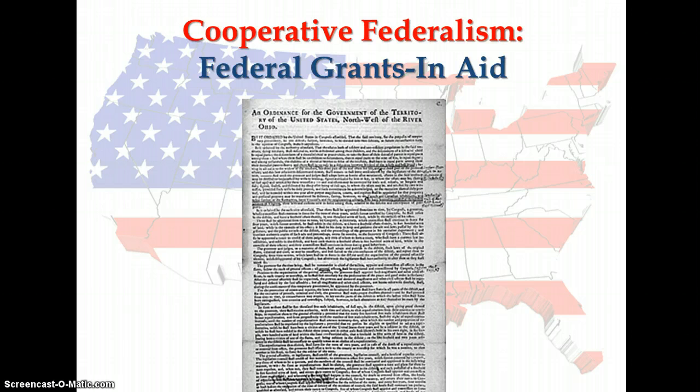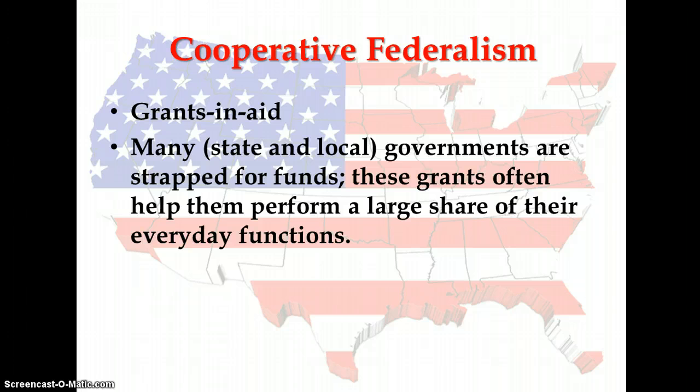Federal grants and aid. Perhaps the best known examples of this intergovernmental cooperation are the many federal grants and aid programs. Grants of federal money or other resources to the states and their cities, counties, and other local units. Many of these governments are regularly strapped for funds. These grants often help them perform a large share of their everyday functions.